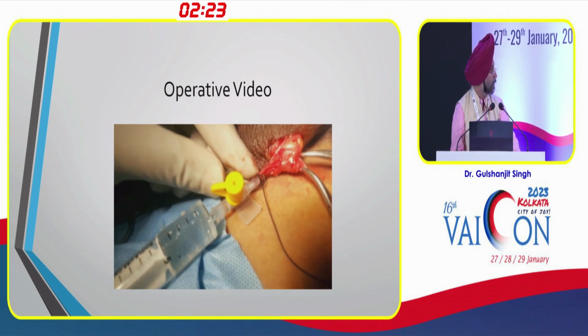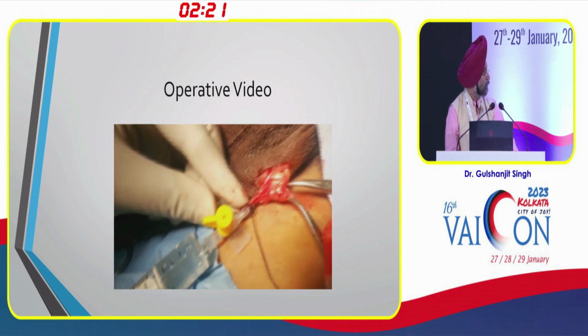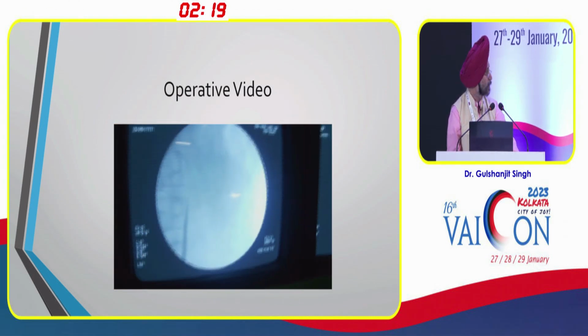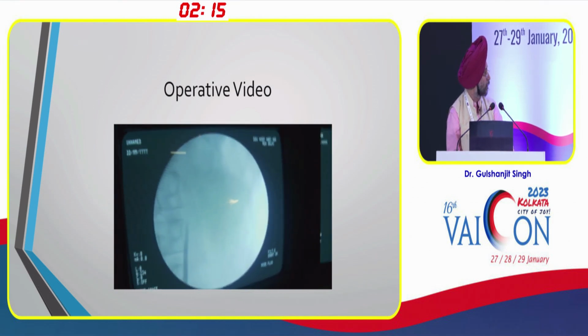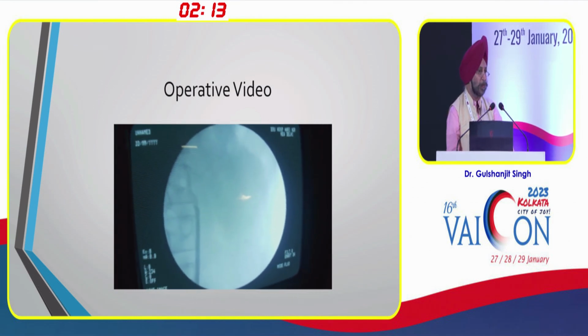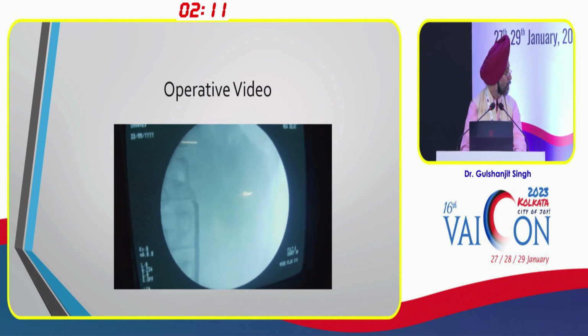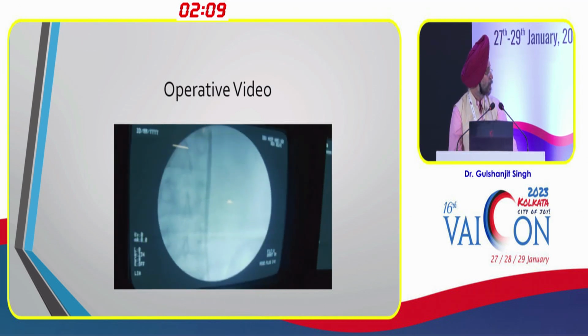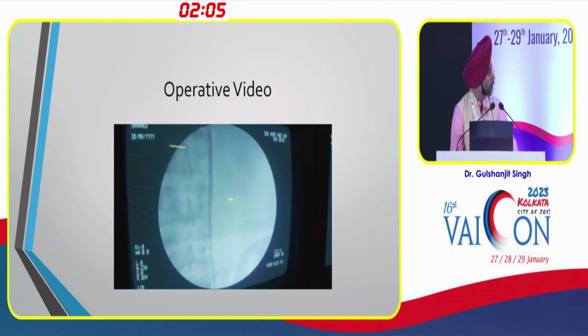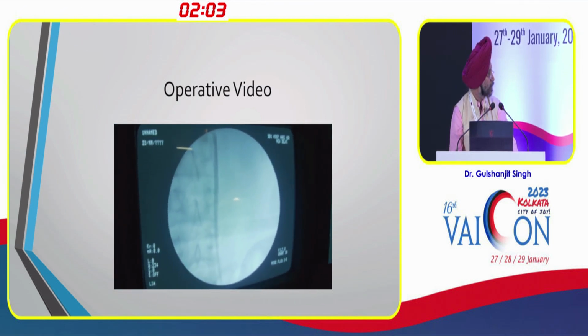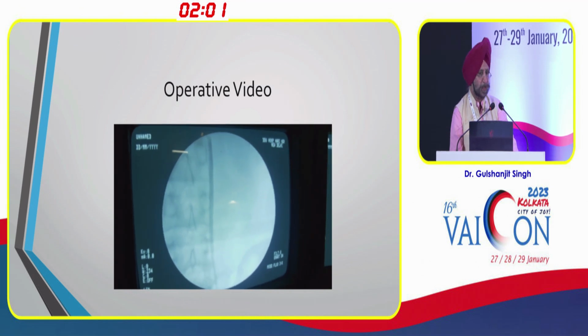And we are injecting a contrast into the vein which goes into the gonadal vein. We can see the contrast is going into the gonadal vein. So the amount of contrast we inject, until it starts going into the renal vein, is the amount of sclerosant we have to inject. So this is ascending phlebography of the gonadal vein.